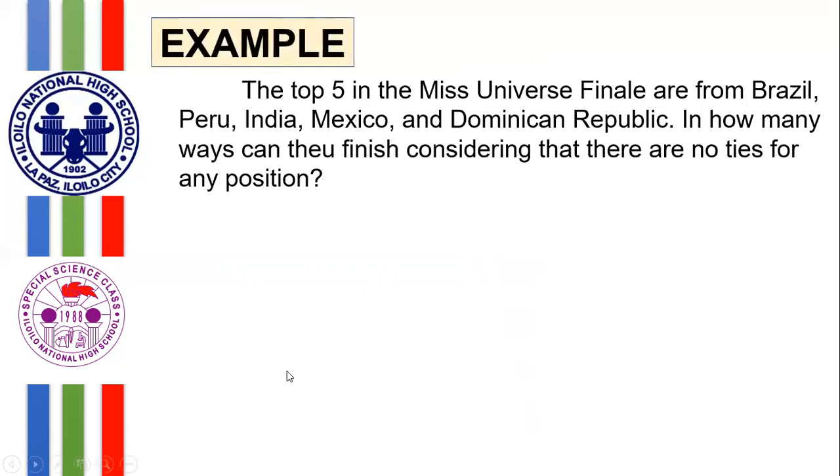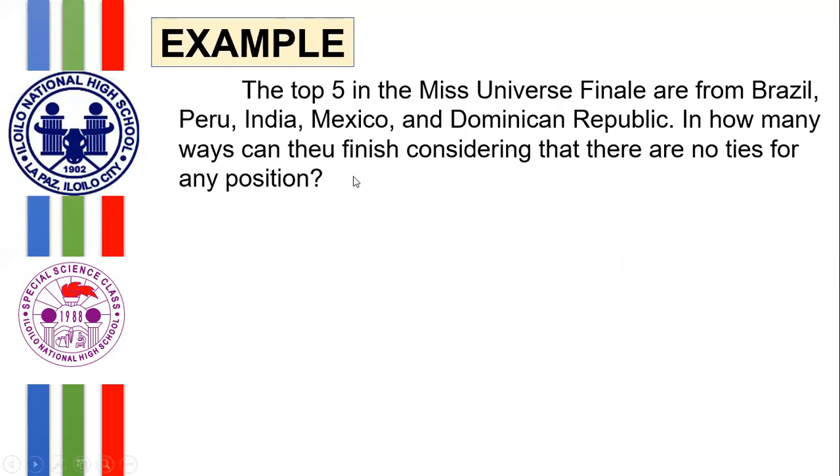Let's have the next one. The top 5 in the Miss Universe finale are from Brazil, Peru, India, Mexico, and Dominican Republic. In how many ways can they finish, considering that there are no ties for any position? In this case, it is understood that no repetition is allowed.